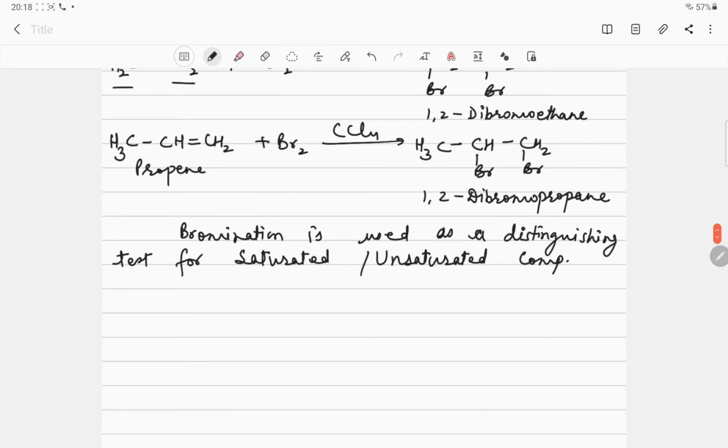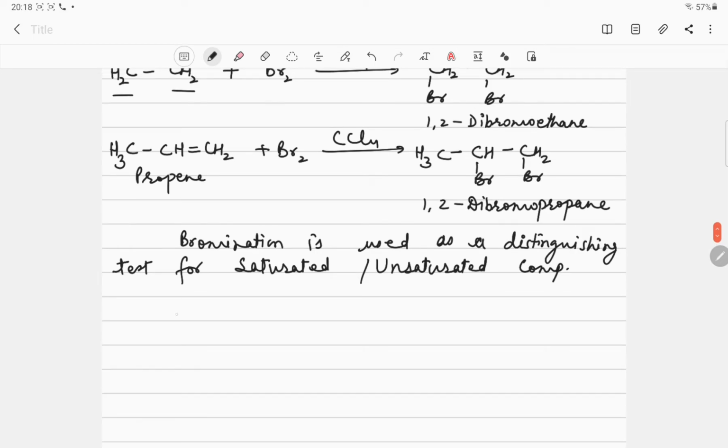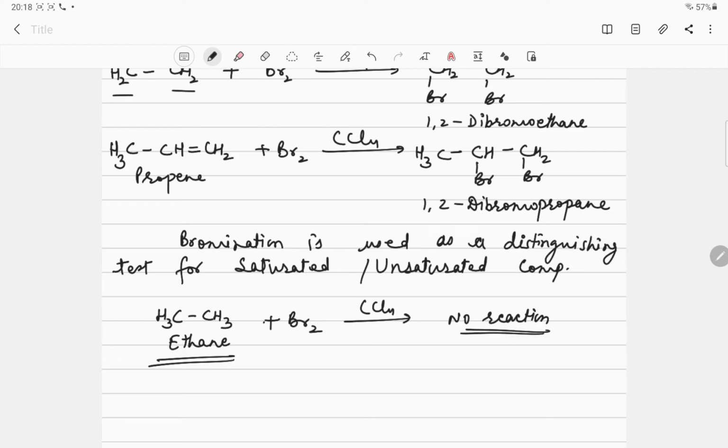If we talk about a saturated compound, where the carbon-carbon single bond is there, like ethane, and we add bromine, then nothing will happen. Bromine will not be added. So we will say no reaction under these conditions.